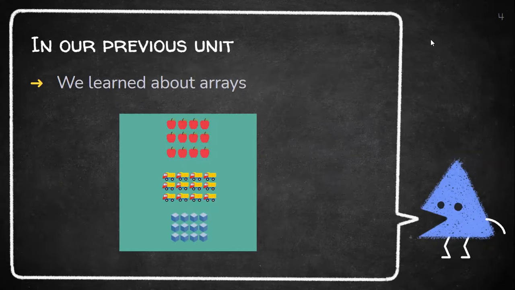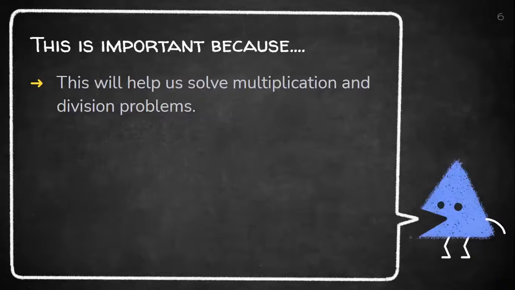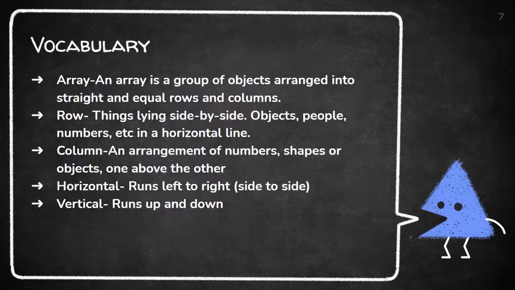In our previous unit, we learned about arrays. So we have an array of apples, an array of trucks, and an array of cubes. Today, we'll be learning how to identify the number of rows, columns, and objects in an array. This is important because it's going to help us solve multiplication and division problems. It's going to make it easier for us.